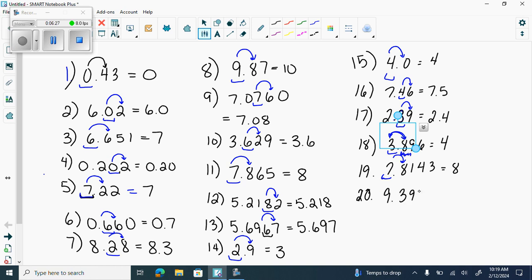9.3959, and it wants hundredths. 100 has 2 zeros, so it's 2 decimal places. Look back, 5 or higher. So yep, the 9 becomes a 10, and then the 1 joins the 3. Correct? Remember that? So I'm going to get 9 decimal. The 9 becomes a 10, so a 0, and then the 1 joins the 3, so I get 9.40. Okay? All right.